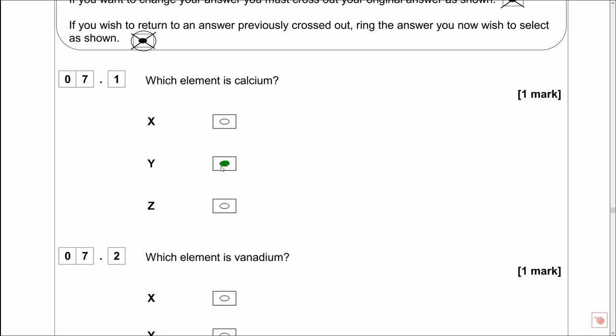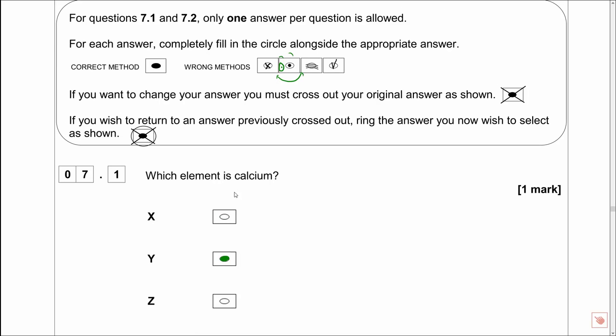coloured in beautifully. Colour the whole box in. I'm not going to do that. You don't colour the box in. Face there, having a great time.